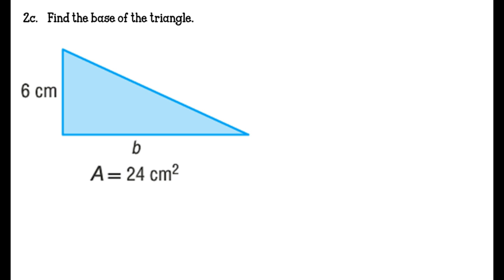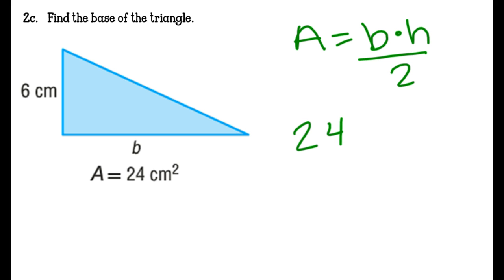2C, find the base of the triangle. So we have the height is 6 meters. We don't have the base, which is what we're trying to find. And they tell us that the area is 24 centimeters squared. So we take A equals base times height, divide by 2. We have the area is 24. We don't know the base. We know that the height is 6, divide by 2.